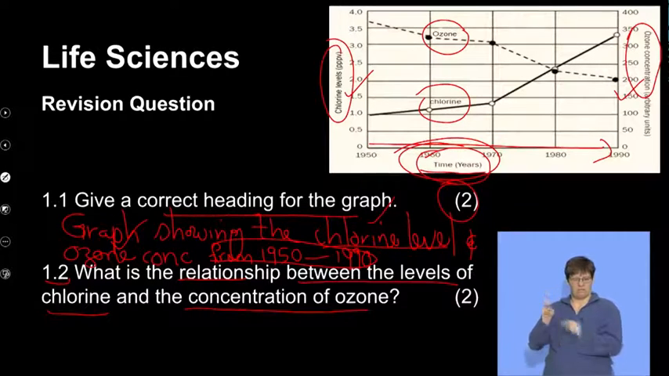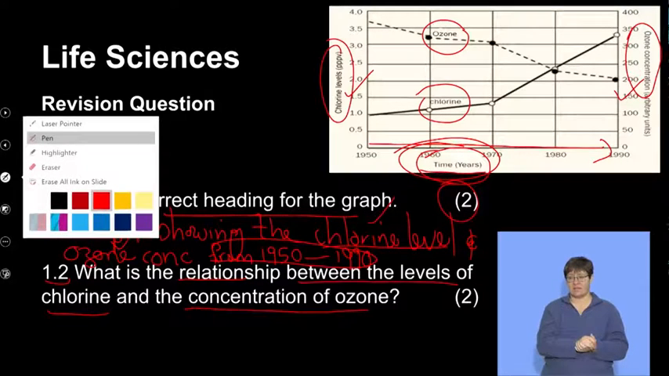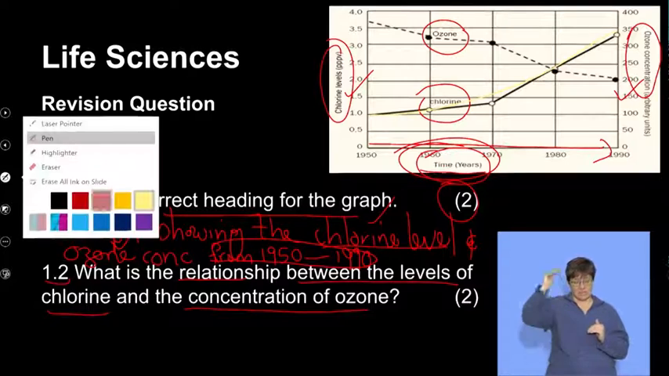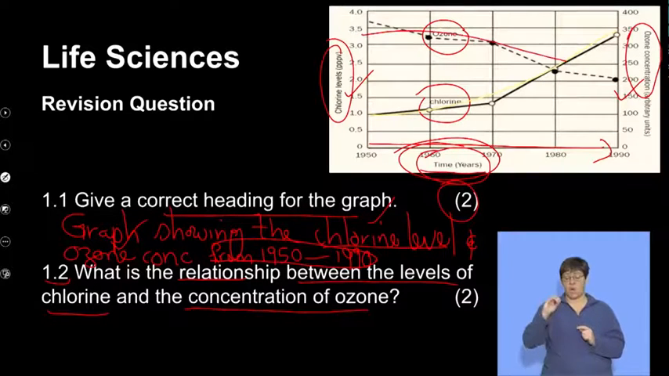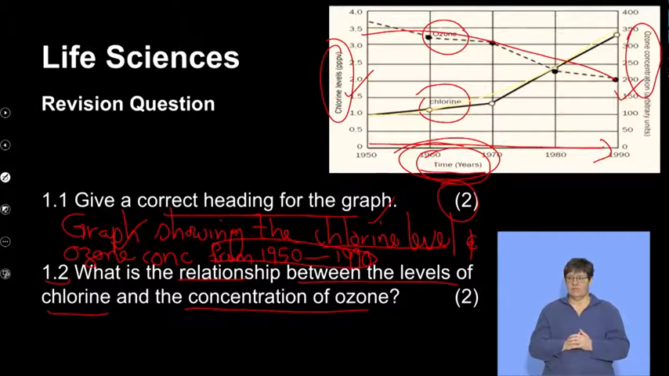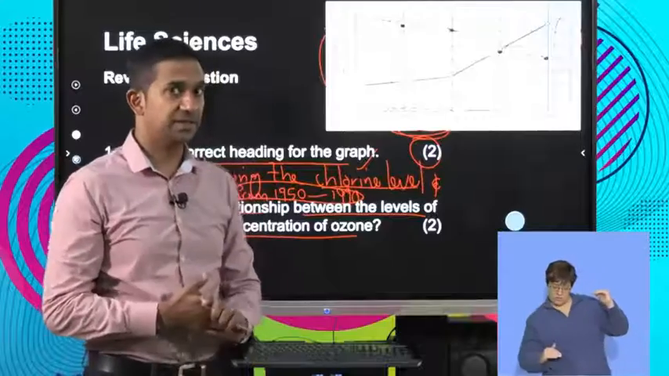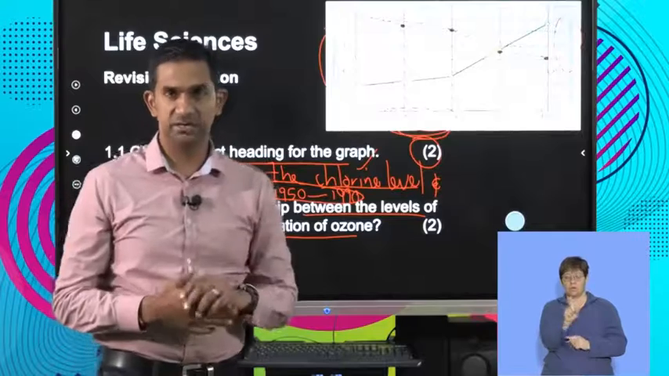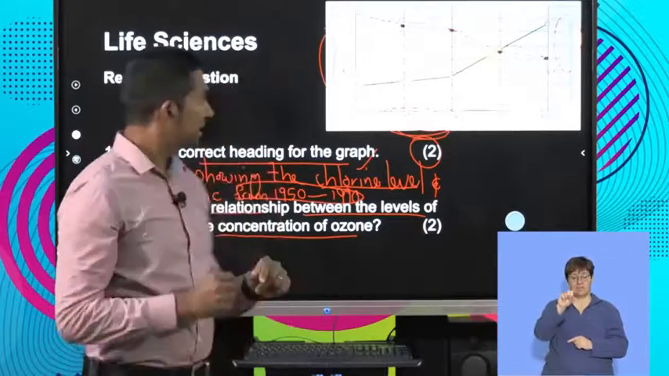Now guys, as I mentioned earlier on, if we are looking at this relationship, I'm just going to change the color of my pen. I'm going to probably use, let's see if I can use yellow and how that looks. Okay, so here we're seeing the chlorine concentration increasing, and we can see that on the other graph, the ozone concentration decreasing. So what is this relationship when one variable increases and the other decreases?